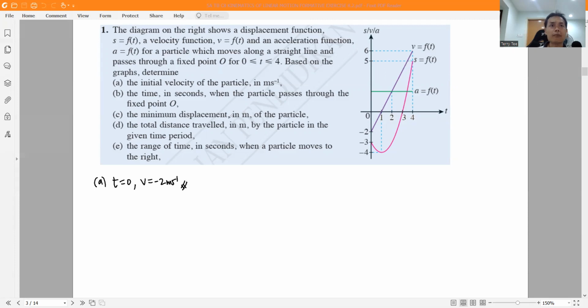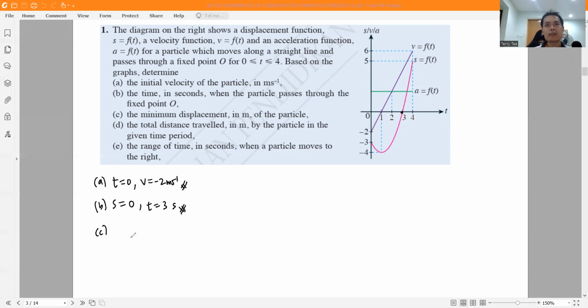Now, the time in seconds when the particle passes through fixed point O. We know the particle will return to point O when your displacement is 0. So let's focus on the pink curve here. When your displacement s is 0, the time t is 3 seconds. Again, if you don't want to write the unit, it's fine. I just write 3 will do.